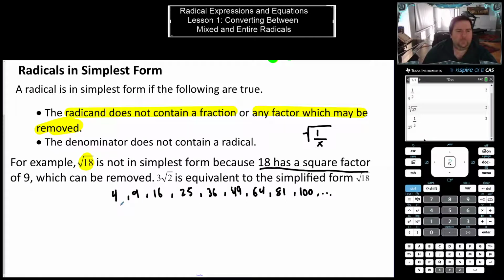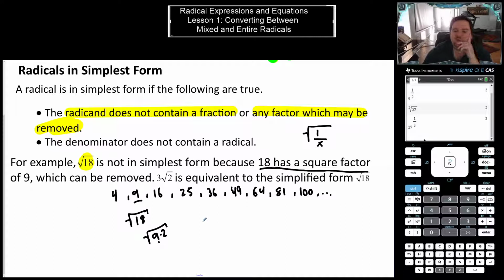Okay, let's look at this then. So if we had the square root of 18, can we break it down with any of these square factors? We can. You see that 9 there. If we do the square root of 9 times 2, is 9 times 2 not 18? It is. These are the same thing. So we have a square factor there, which means that we can remove it.